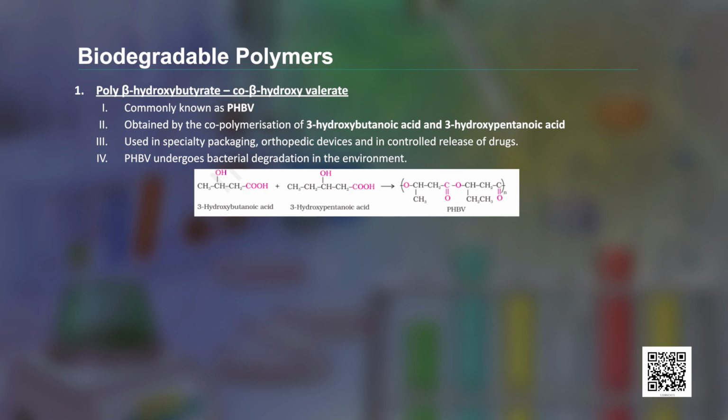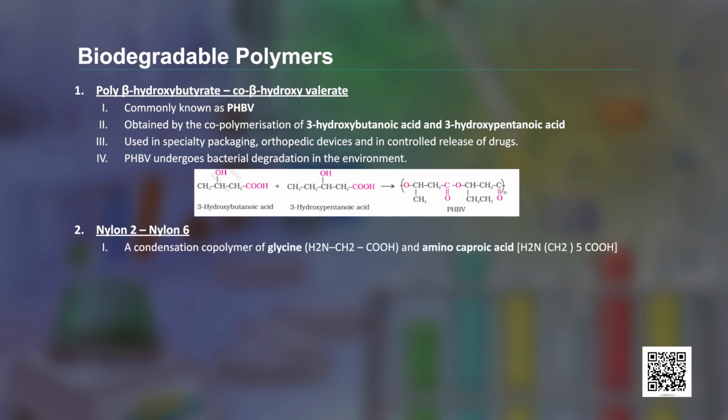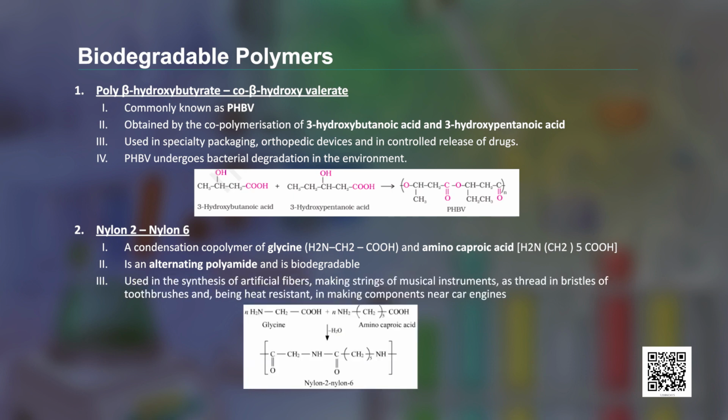Another biodegradable polymer is nylon 2 nylon 6. It is a condensation polymer of glycine and aminocaproic acid. It is also known as alternating polyamide. It is used in the synthesis of artificial fibers, making strings of musical instruments and as threads in bristles of toothbrushes. Being heat resistant, these are also used as car components near the engine.